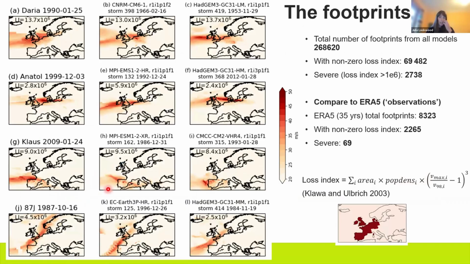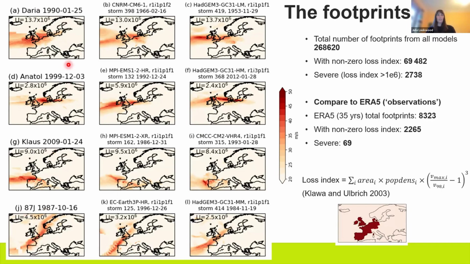And these are some of the footprints that were generated from the model. On the left, we've got footprints from the reanalysis data. So this is just some examples of real events that occurred. So we've got the famous windstorm Daria in 1990, Anatol in 1999, Klaus in 2009, and 87J, or the Great Storm of 1987.